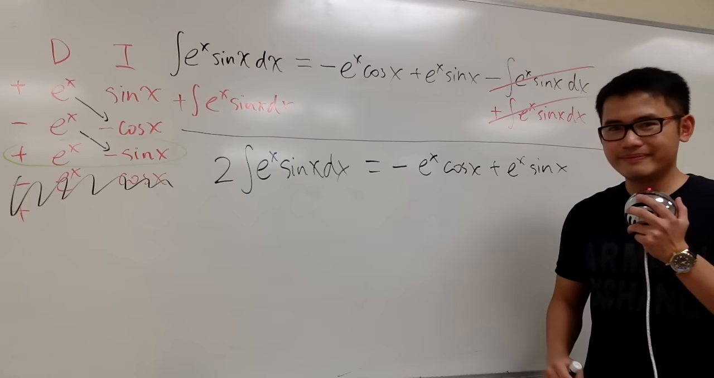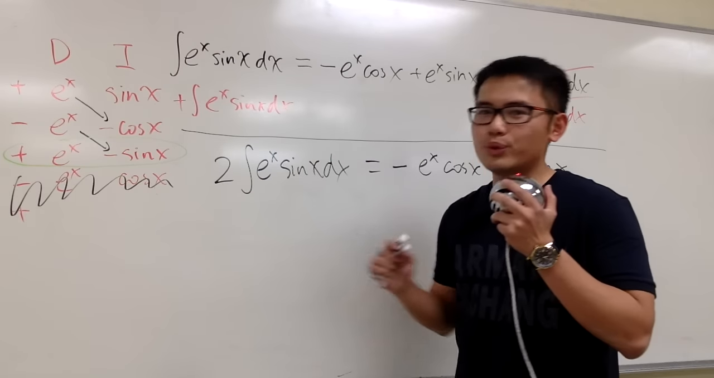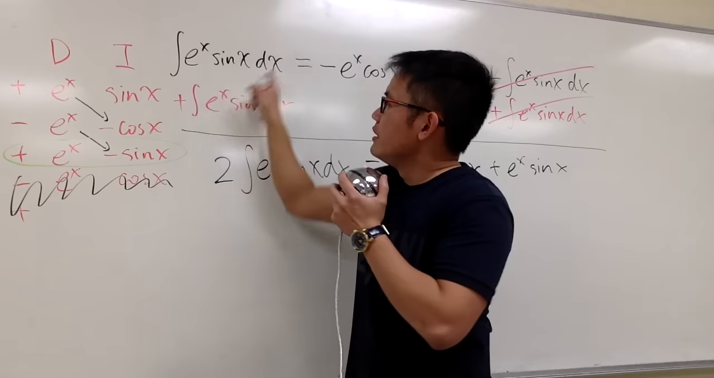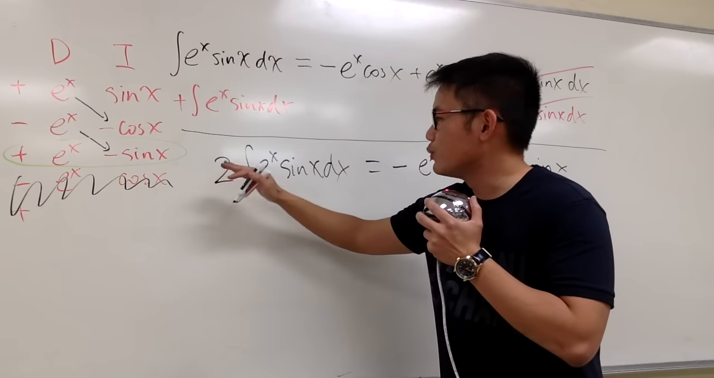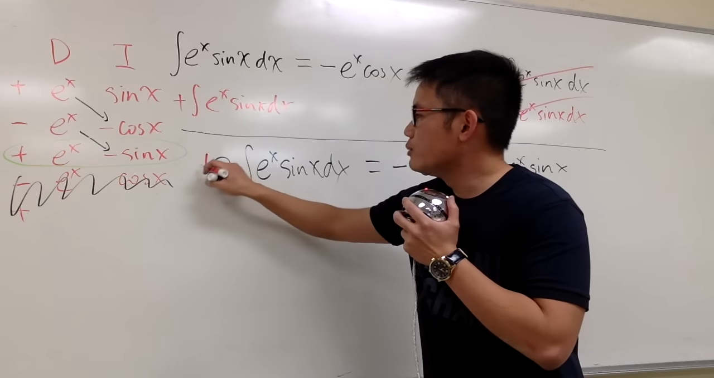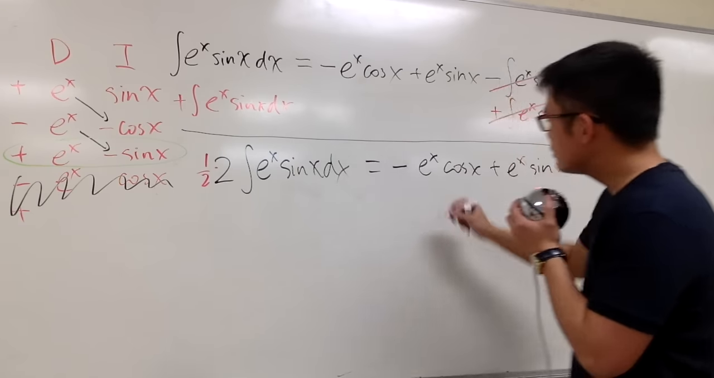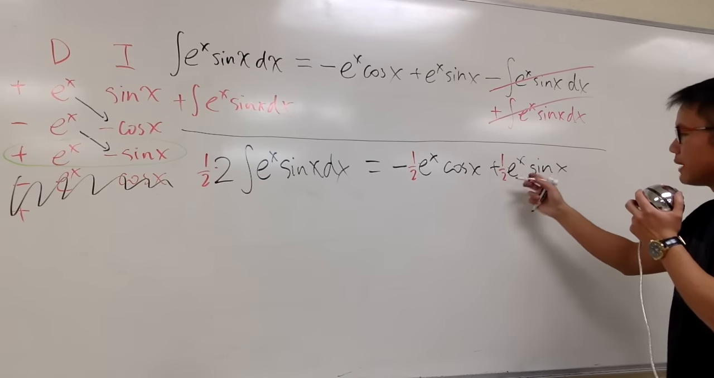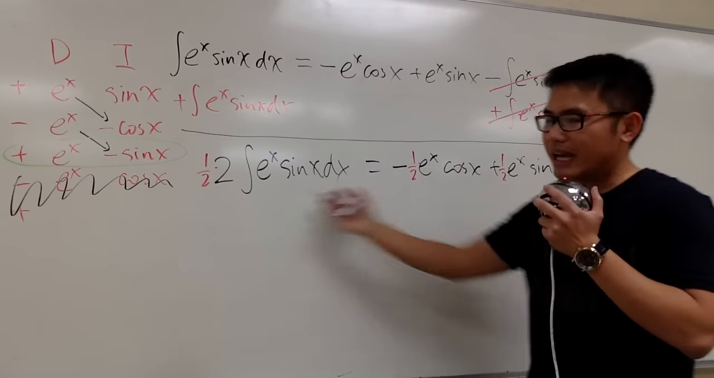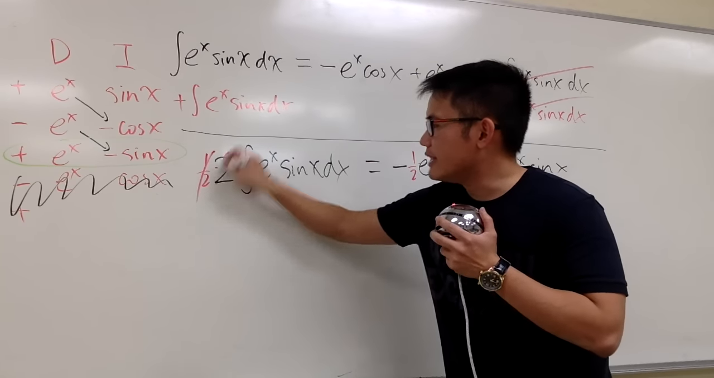Are we done? No, because we have this extra 2 we don't want. Originally, we don't have the 2 in front, right? But it's okay, because this means we have 2 times this integral. I just need to multiply this by 1 half. I multiply everything by 1 half, so that this and that will cancel.